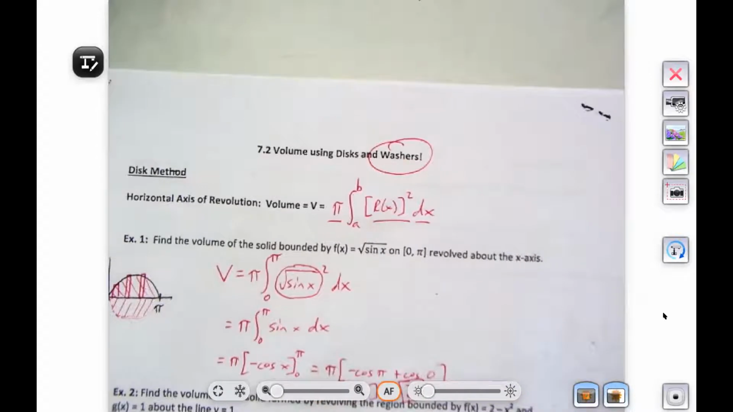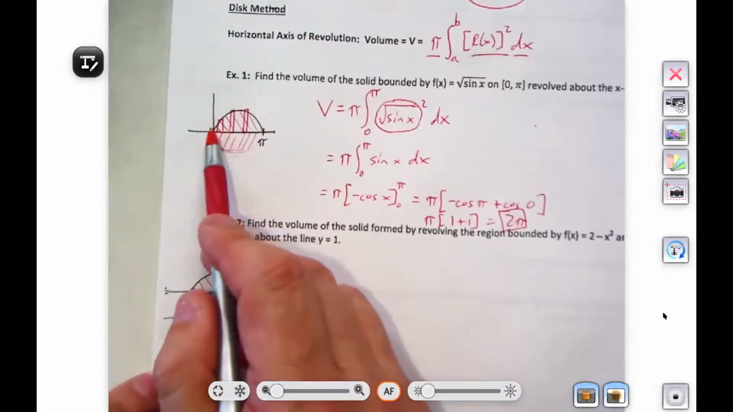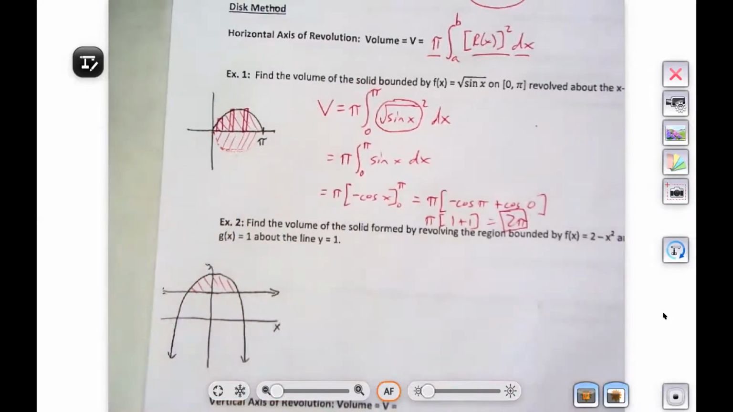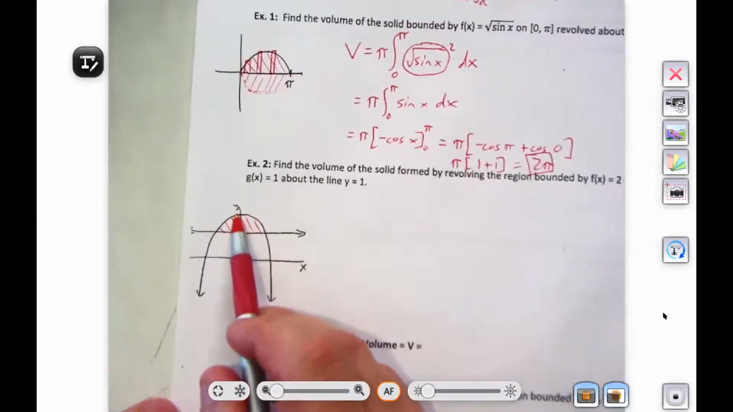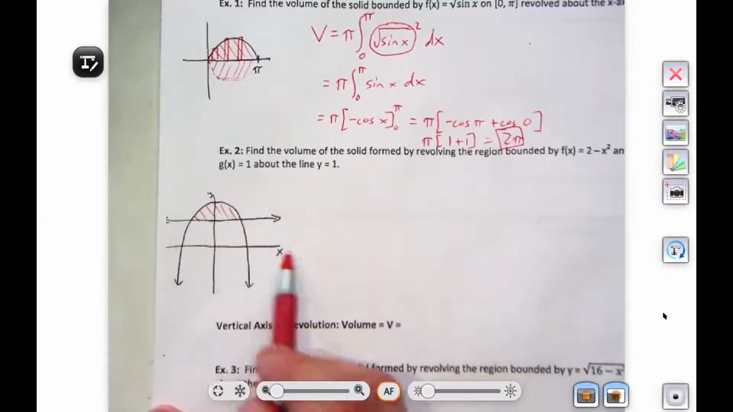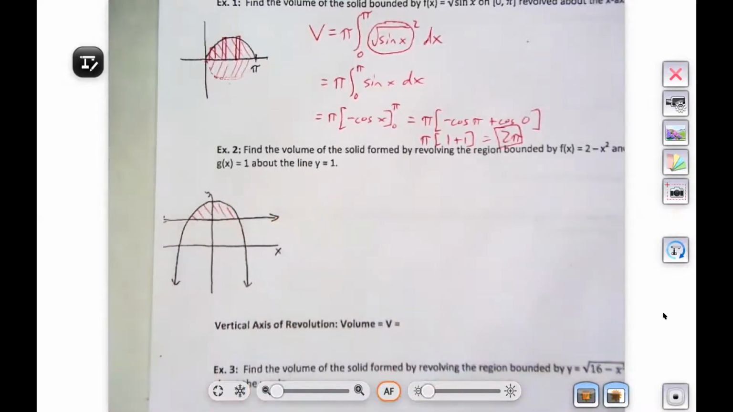Now I want to talk a little bit about what that means ahead of time. Notice on this first one, the region I was revolving was flush with the x-axis. There was no space between the x-axis and the region I was spinning. That's a disk problem. Notice on this one, I'm spinning around y equals 1. I'm not spinning it around the x-axis. I could ask both of those questions. So I want you guys to see the difference here.